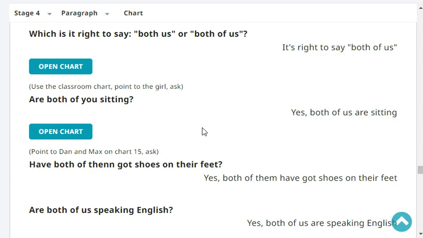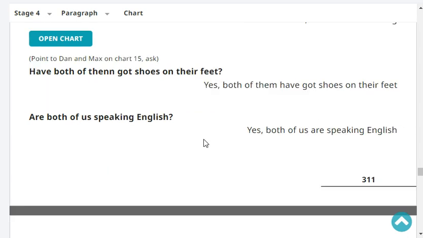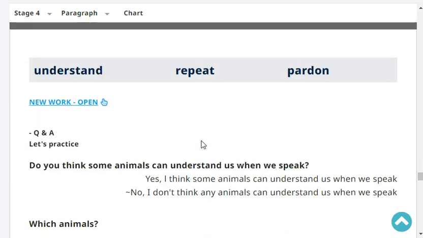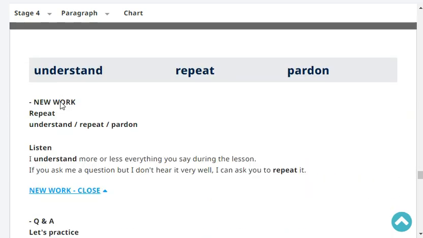Are both of us speaking English? Yes, both of us are speaking English. Okay, very good. Next, repeat. Understand. Repeat. Pardon.